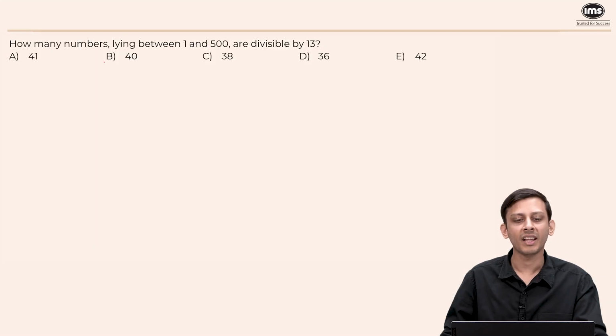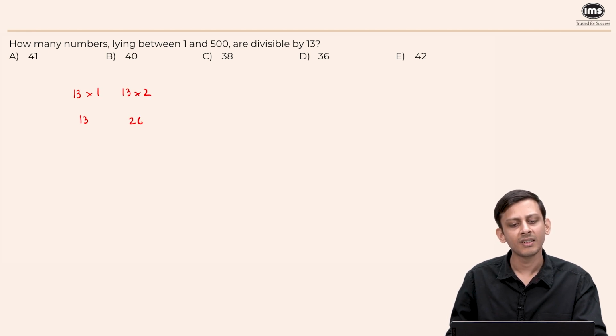How many numbers lying between 1 and 500 are divisible by 13? So here we just have to look at the table of 13. The first number that we will get between 1 and 500 which is divisible by 13 is of course 13 into 1, which is 13. The next we will get will be 13 into 2, 26. And it will continue like this.